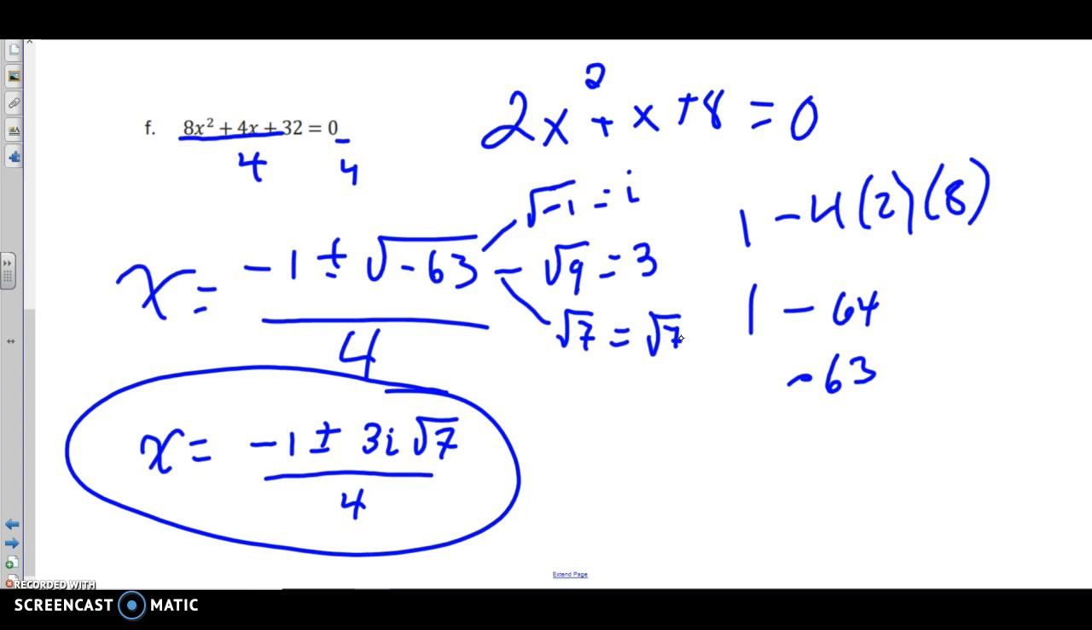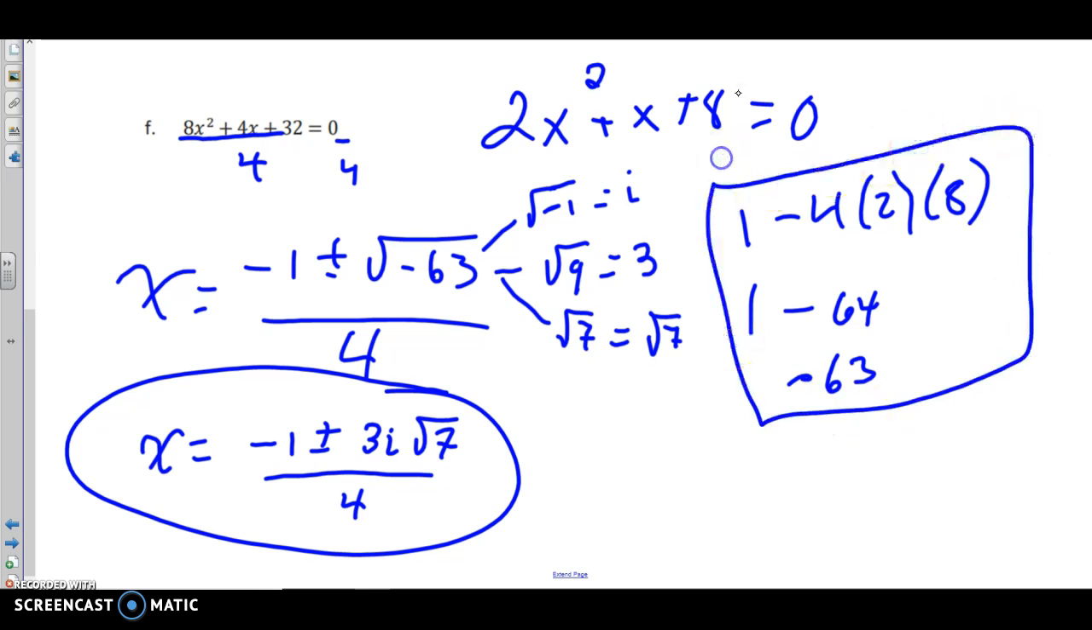It's pretty straightforward. It's that b squared minus 4ac, letting us know how many solutions we have, using the quadratic formula to get the actual solutions. But by doing this quick check on the discriminant, I've simplified what's under the radical already.